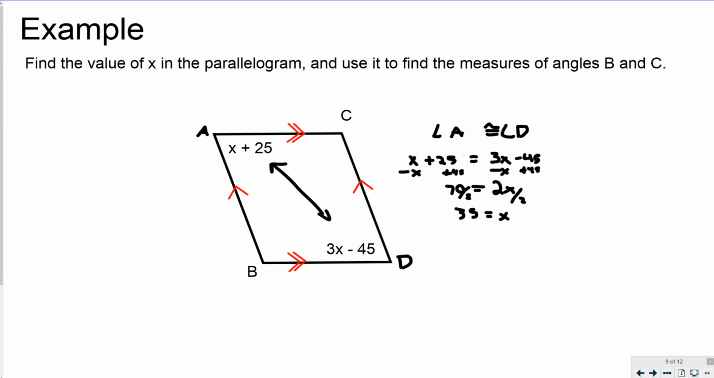And then I can substitute those values in here and here in order to calculate their measurement. So if I do that up at the top, A or D, either or, when I substitute a 35 in, I'm going to get 60 degrees.